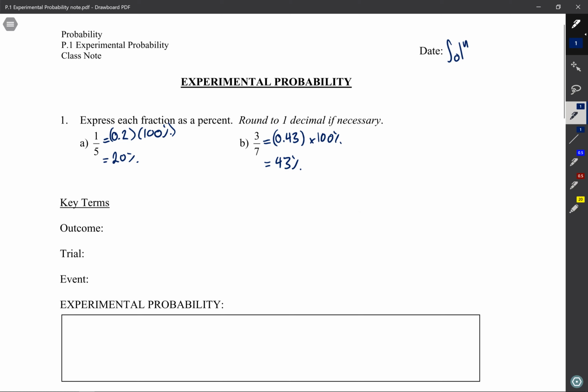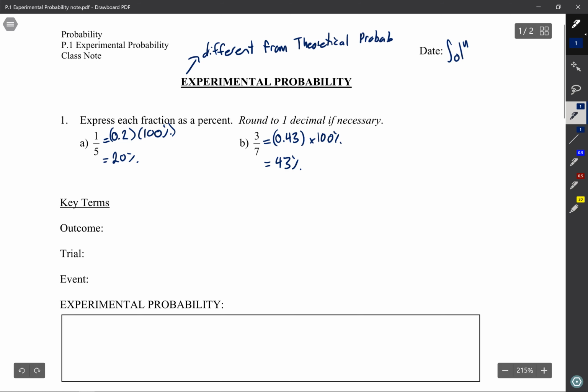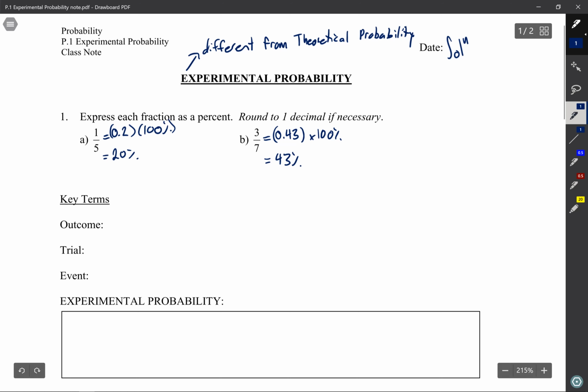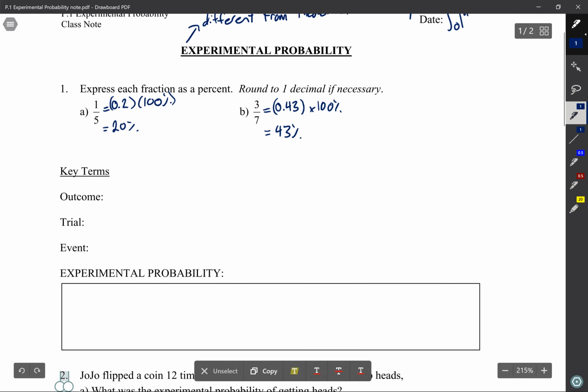Now, let's see here, our key terms. When we're talking about experimental probability, note that this is different from the usual way you're used to using probability, which is theoretical probability. Theoretical probability we'll go over in the next statistics lesson. First, we'll cover the experimental stuff today.